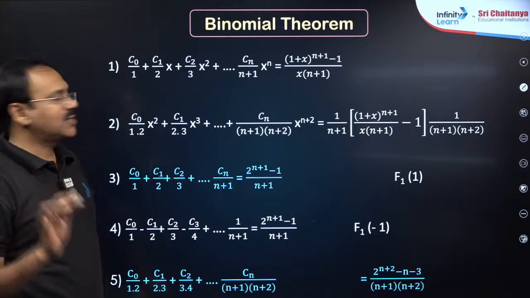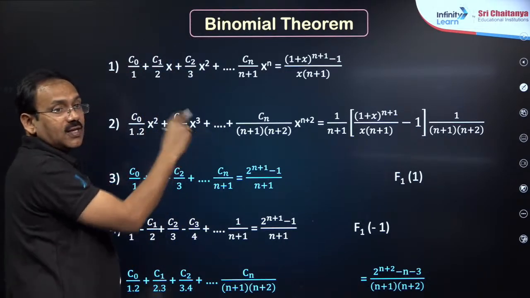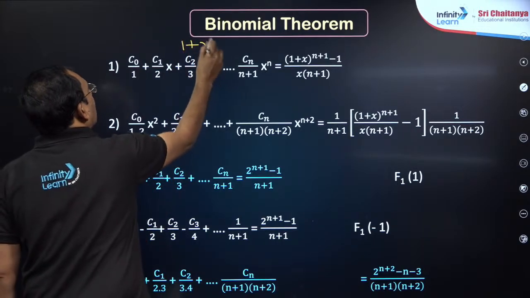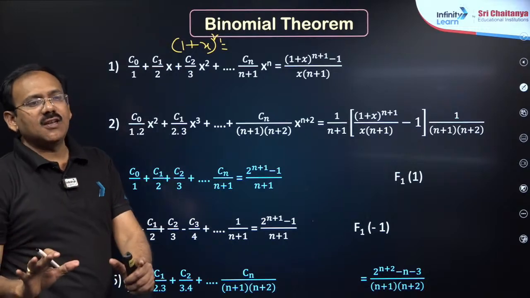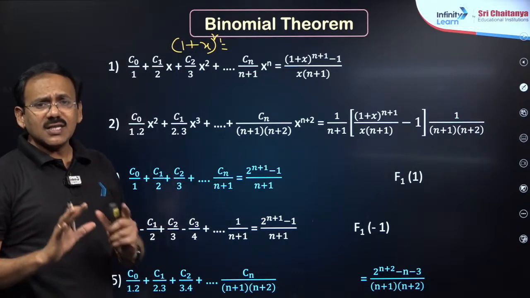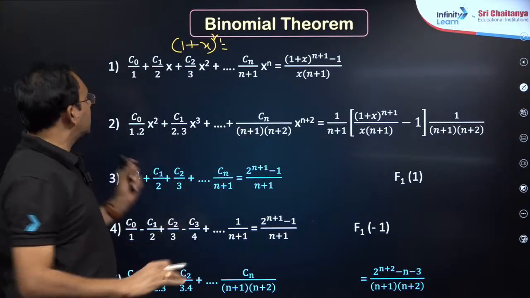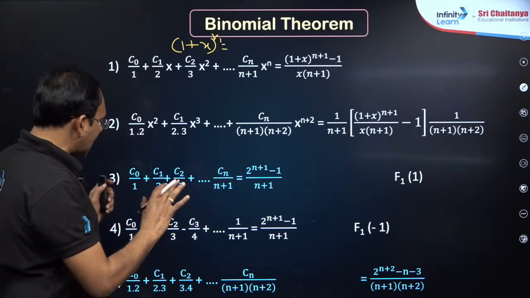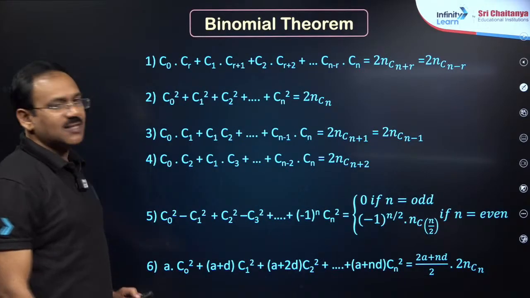One point I would like to say here is that C0 by 1, C1 by 2, C2 by 3 you will get by taking the integration of the 1 plus x whole power n expansion. That point is enough in this particular slide. You just take the integral. Of course, you will get a constant of integration. Simply put x is equal to 0 to find the constant of integration. That point is sufficient in this particular slide.